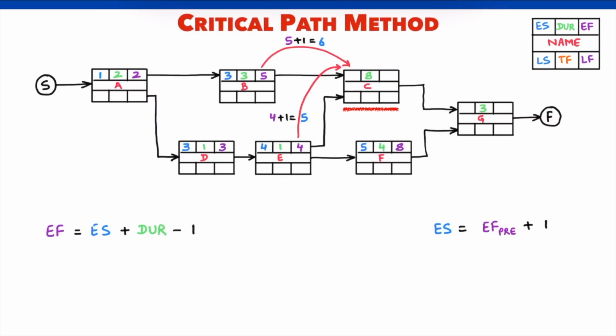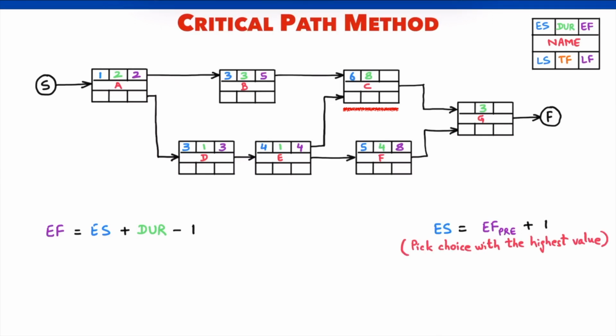Which one should we pick? The choice with the highest value, that is 6. We can't pick 5, as C is not allowed to start before the completion of activity B. The earliest activity C can start is on day 6. The rule is simple. Always pick the choice with the highest value.